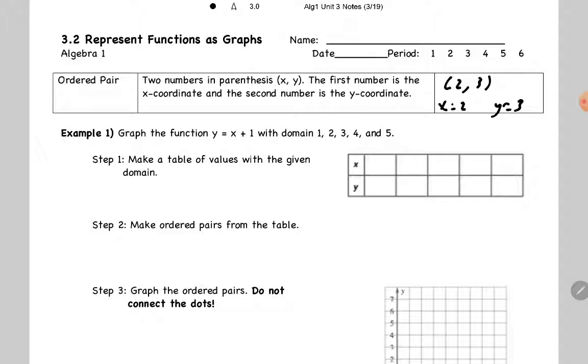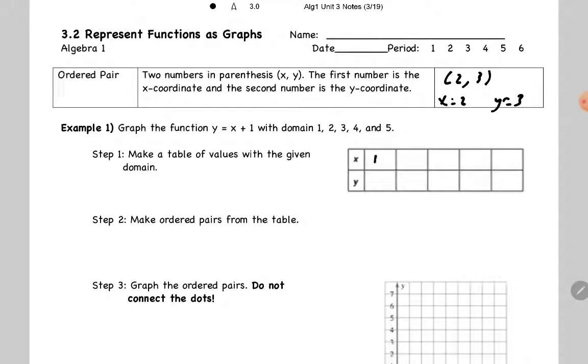So here we go. Graph the function y equals x plus 1 with domain 1, 2, 3, 4, 5. So they're telling us our x values are 1, 2, 3, 4, 5. We plug each of those into the equation. So remember y equals x plus 1. 1 plus 1 equals 2. 2 plus 1 equals 3. And so on, calculating each of these: 2, 3, 4, 5, 6. Just adding 1.